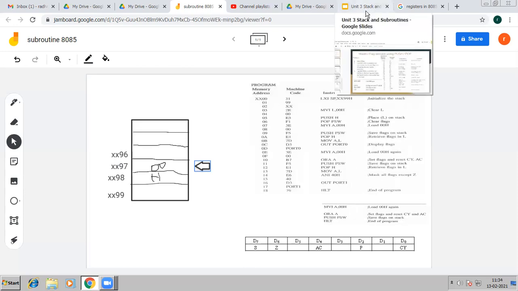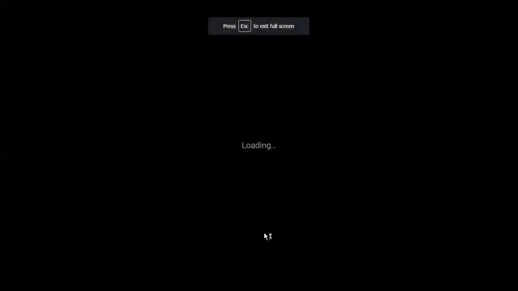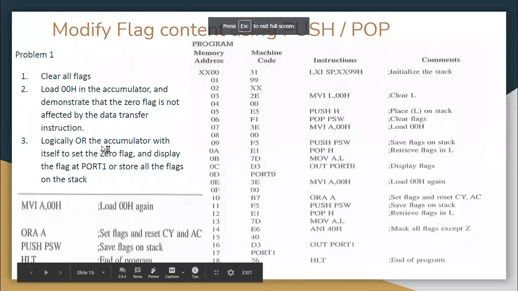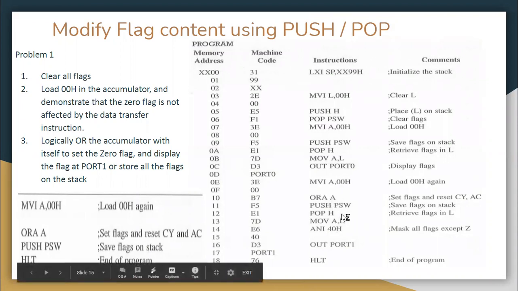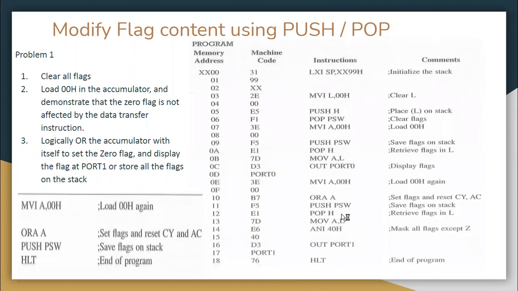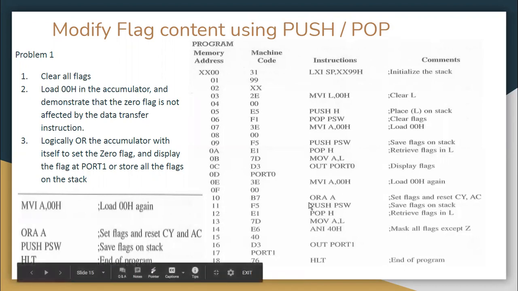Then the next one we are going to see is the second part of the program. That is logically ORing the accumulator with itself to set the 0 flag. Here we have moved value 00 to the accumulator, then ORA A. ORA means if any one of the inputs is 1, then you will have a 1 as an output. But here we moved 00 to the accumulator and we are ORing it with itself, which means definitely the 0 bit will be set. So 00 and 00.